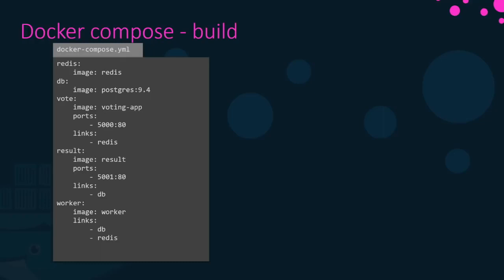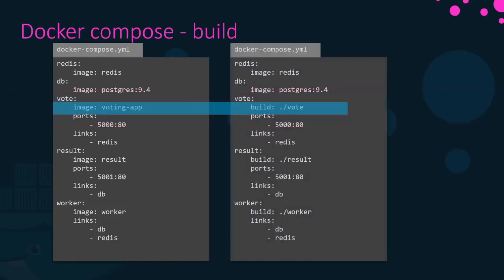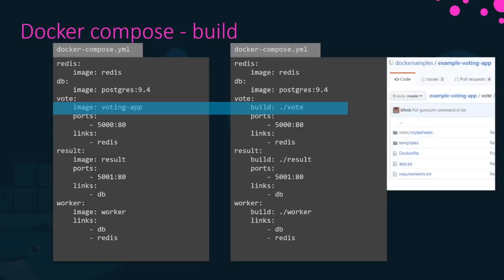If we would like to instruct Docker Compose to run a Docker build instead of trying to pull an image, we could replace the image line with a build line and specify the location of a directory which contains the application code and a Docker file with instructions to build the Docker image. In this example, for the voting app, I have all the application code in a folder named vote, which contains all application code and a Docker file.